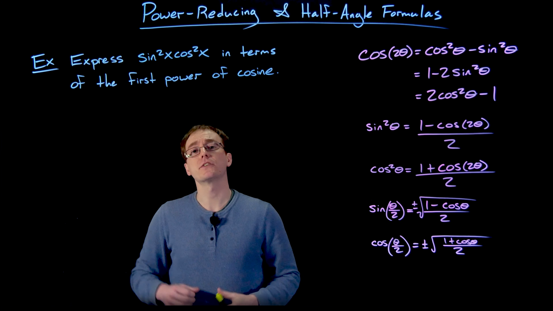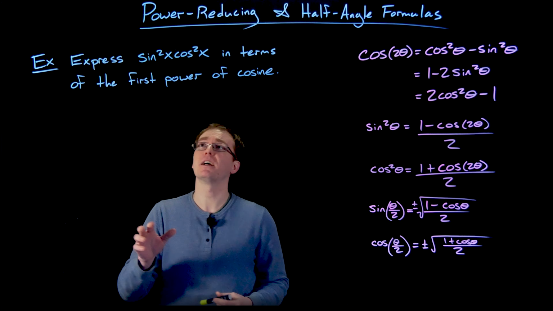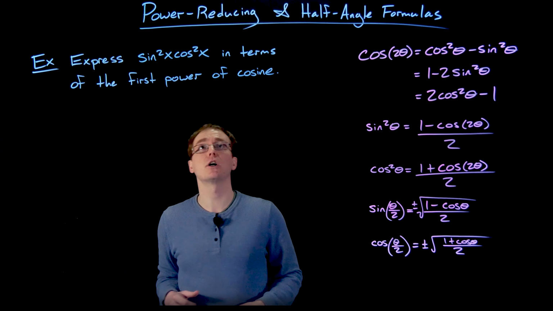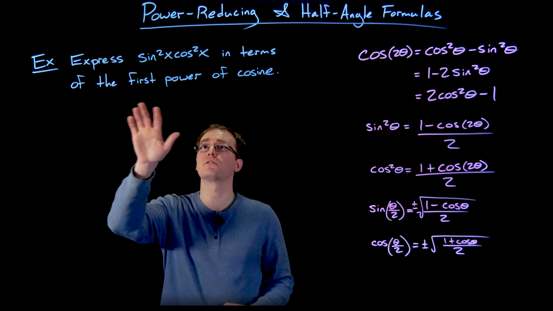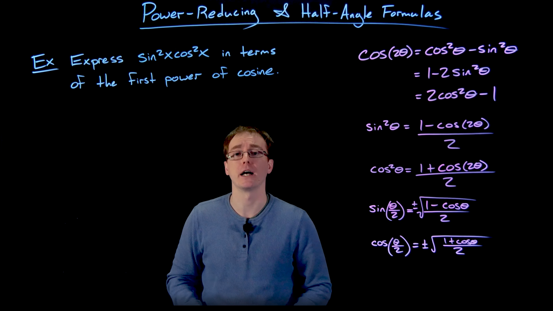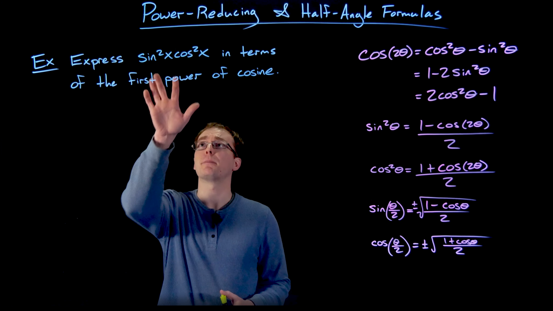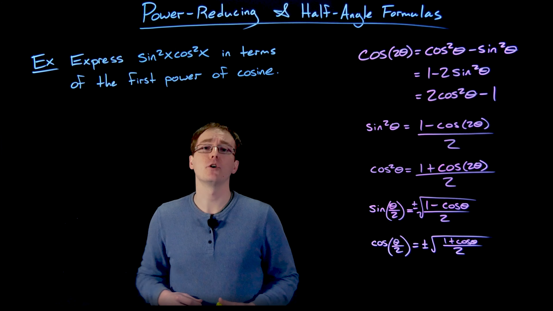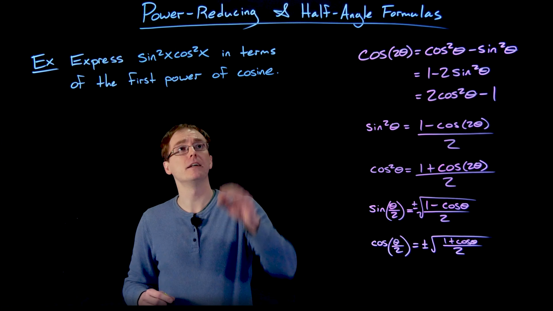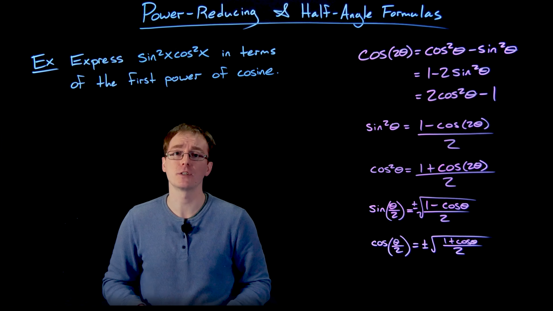Hello everyone. In this example, we are asked to express the expression sine squared of x times cosine squared of x in terms of just the first power of cosine. Essentially, what we are being asked to do is to reduce the power of our expression until we can rewrite it in an equivalent way, just using first powers of our cosine function.